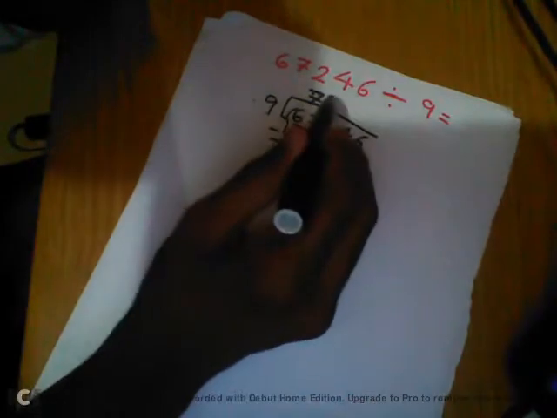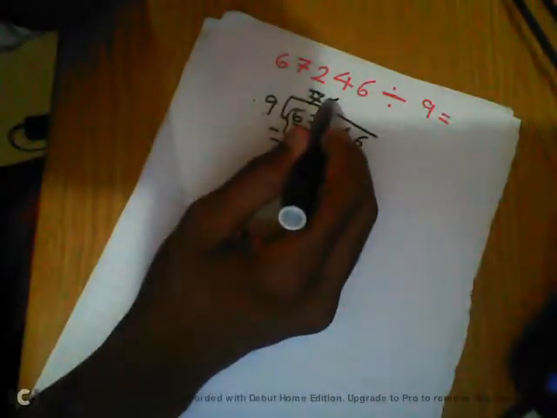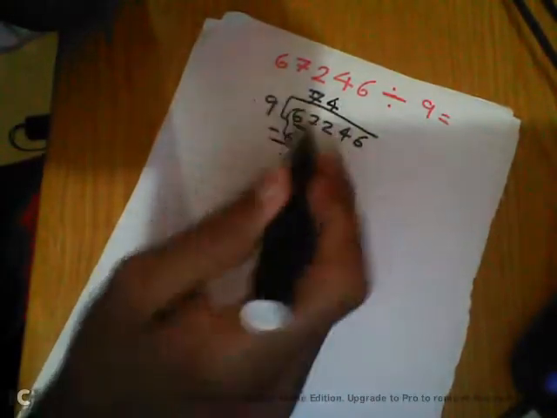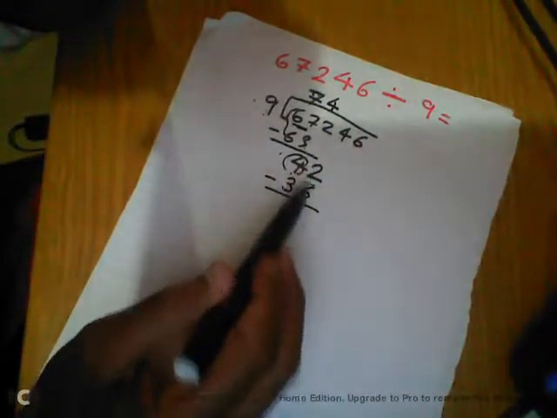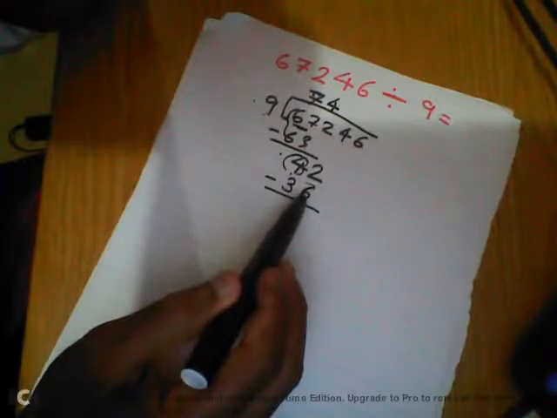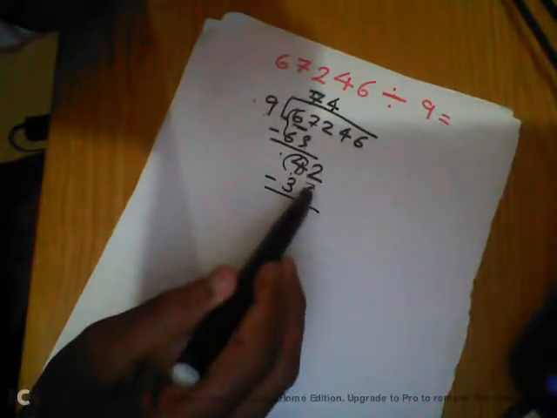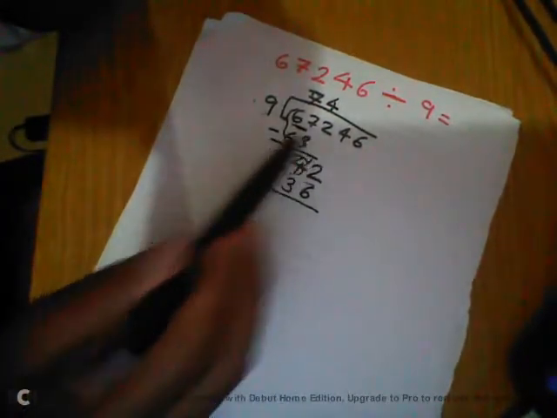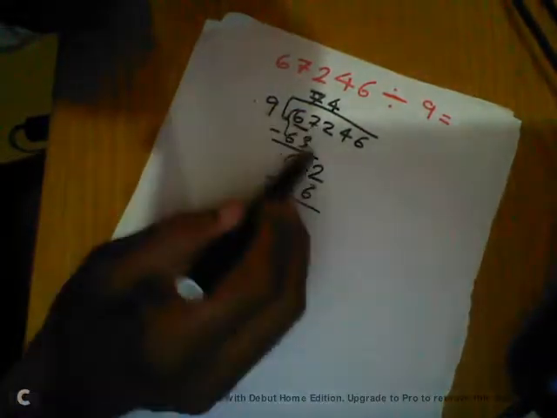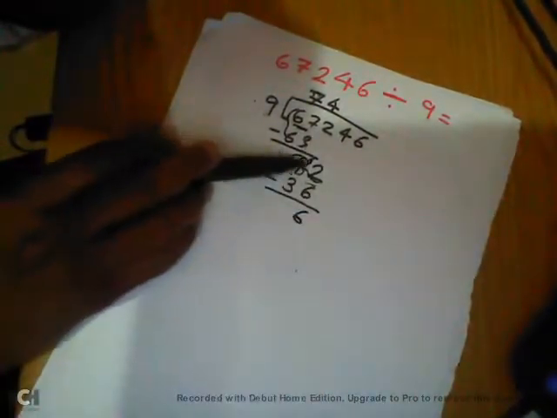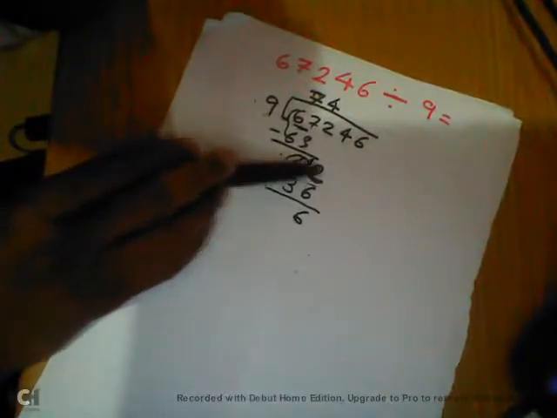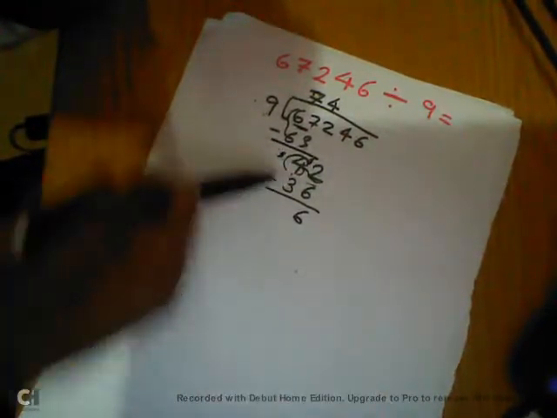So 42 divided by 9, we get 4. 4 times 9, 36. Now 2 minus 6, no, 2 is too small. So let's borrow 1 here. We borrow 1, it's going to be 12. 12 minus 6 equals 6. So remember, we borrowed 1, this now became 12, so here there was 3 left. So 3 minus 3, nothing.